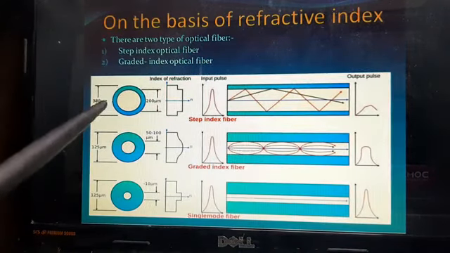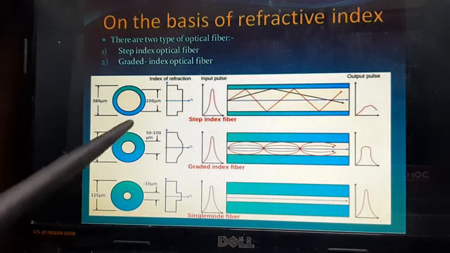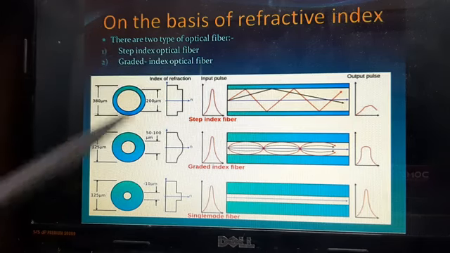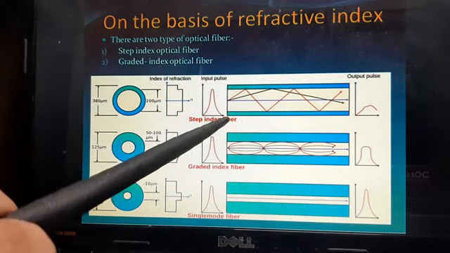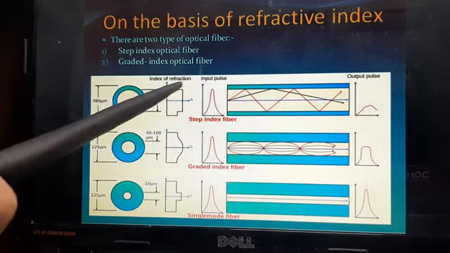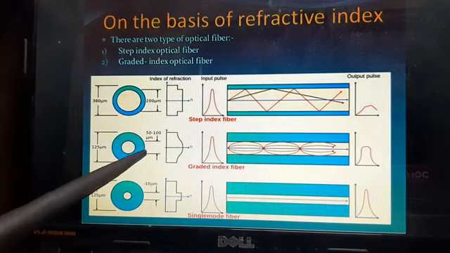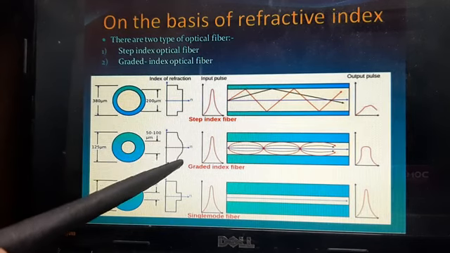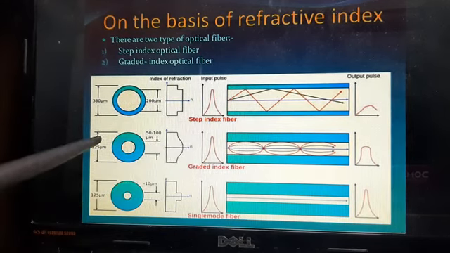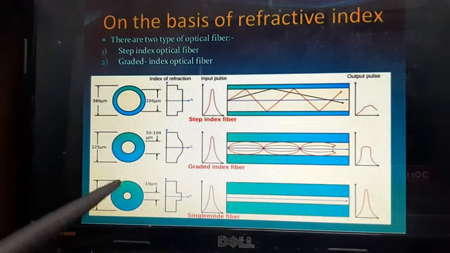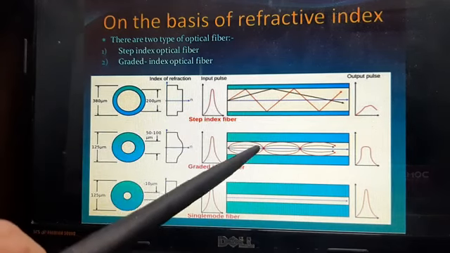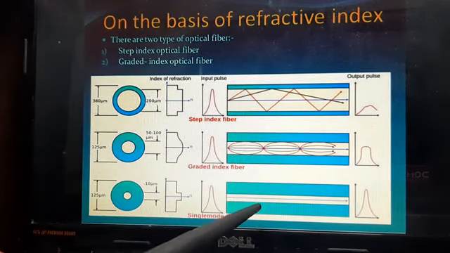On the basis of refractive index, these optical fibers are further classified into two categories, that is step index optical fiber and graded index. So what is step and graded? If you see in the diagram, this is step index fiber, in which there is a sharp boundary, and in graded index, there is a continuous increase, then decrease. So this is the internal mechanism of step index, graded index and single mode fiber.